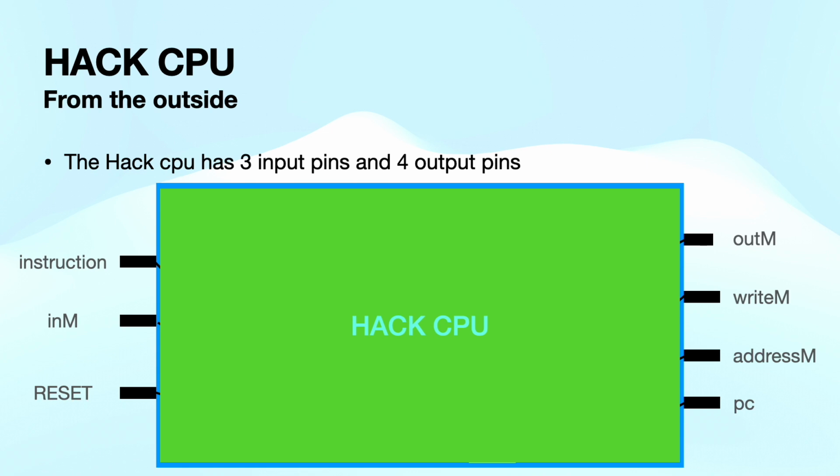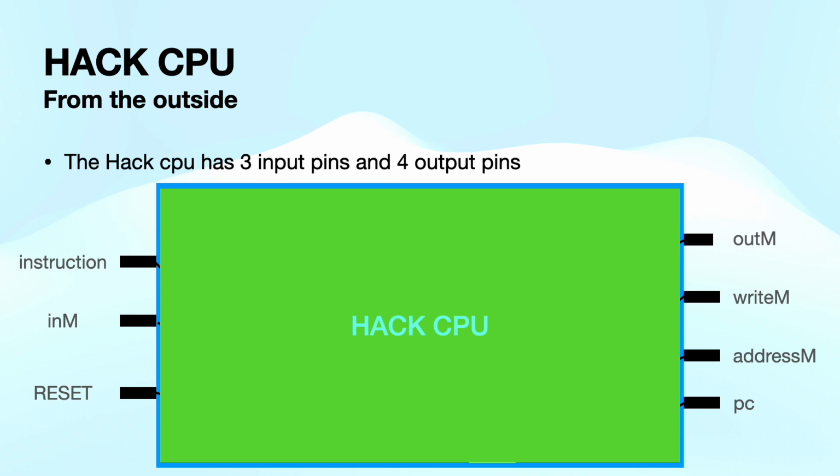The addressM signal represents the memory address where the CPU wants to write the content, and it specifies the location in the data memory where the data should be stored.